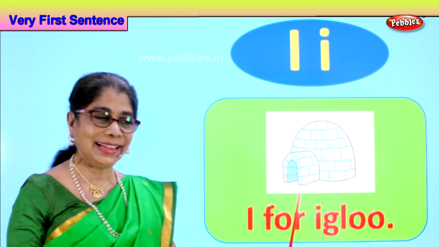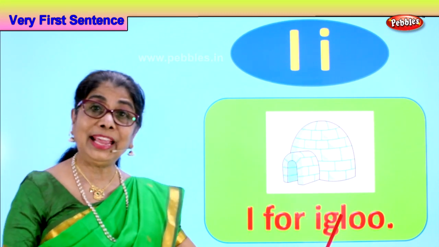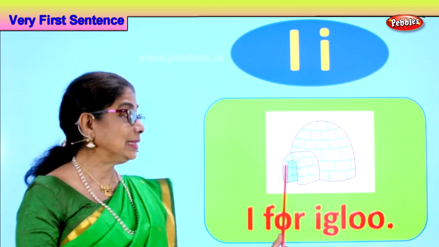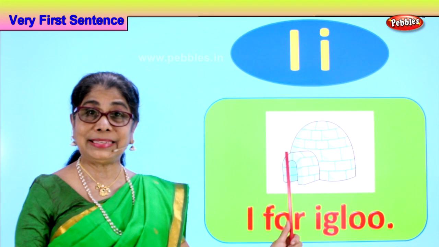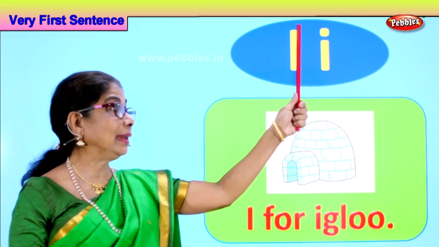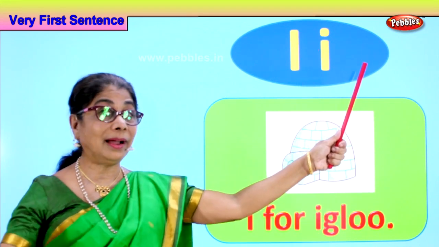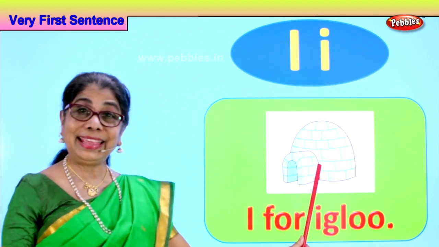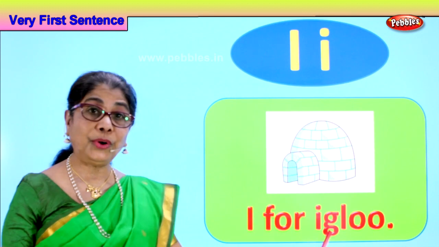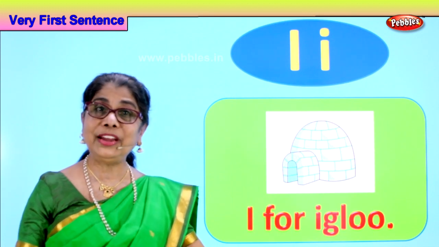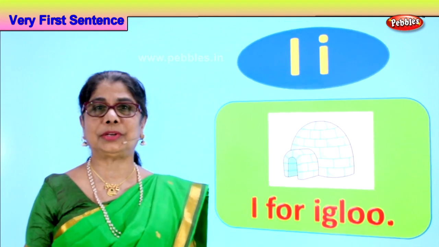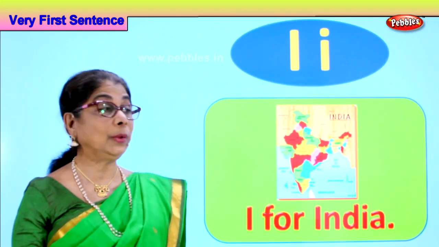Let's read. I for igloo. This is igloo, home of an Eskimo. Big letter I, small letter I, sound E. Igloo. I for igloo. Very good. Let's take another picture. A word that begins with I.